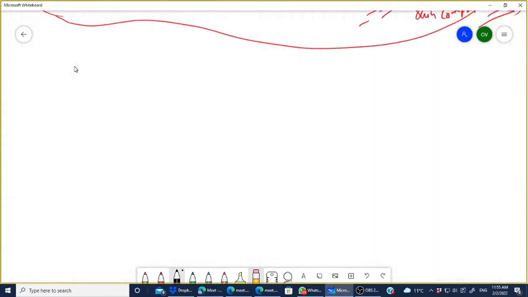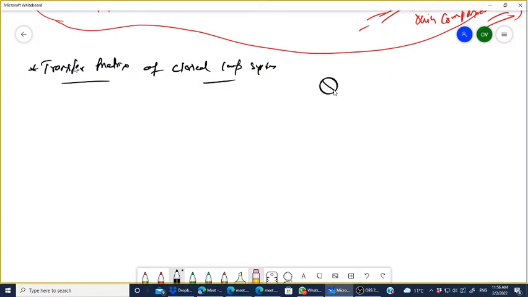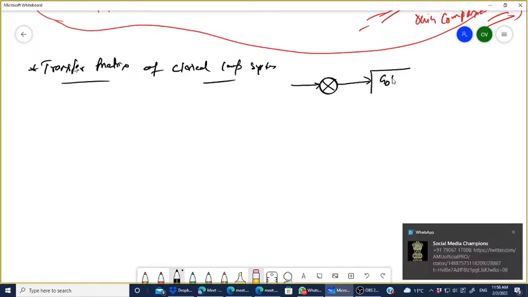Now, let's say we want to calculate the transfer function or the transfer matrix of a closed loop system. So how can we calculate the transfer matrix? Please see. Let's say we have the standard block diagram of any closed loop system, given like this. You know that this is a G0(s), right?